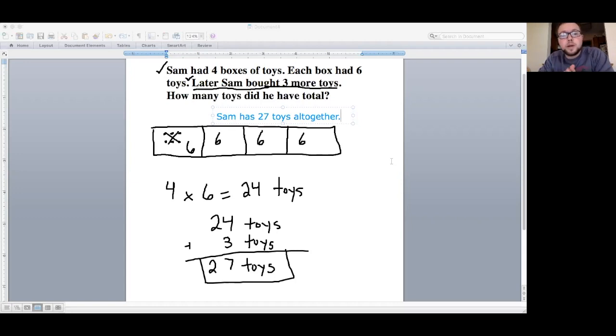You got your tape diagram. You got 4 boxes of 6. You did 4 times 6. You showed your multiplication equation. And then you added. So not only did you multiply, you added to get your answer. Great job. We're doing the next one.